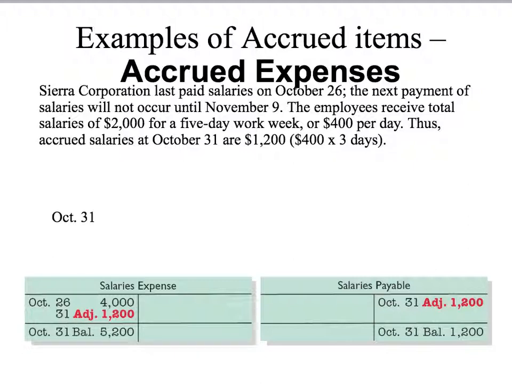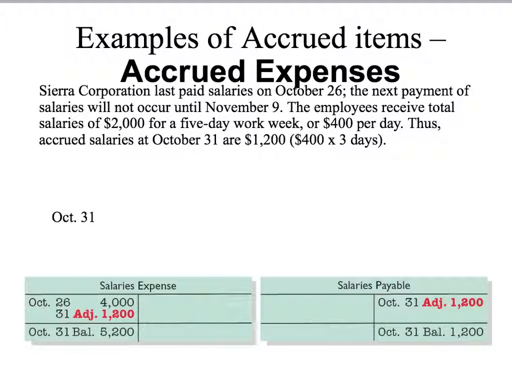The last two adjusting entries are accrued items, accrued expenses and accrued revenues. These are fairly straightforward, and they're best demonstrated with an example. Sierra Corporation last paid its salaries October 26th. The next payment will not be until November 9th. Our cutoff period, recall, is October 31st. Employees receive total salaries of $2,000 for a 5-day work week, or $400 a day. Thus, by October 31st, they have worked 3 days. They haven't been paid, but they are owed $400 a day, or $1,200.